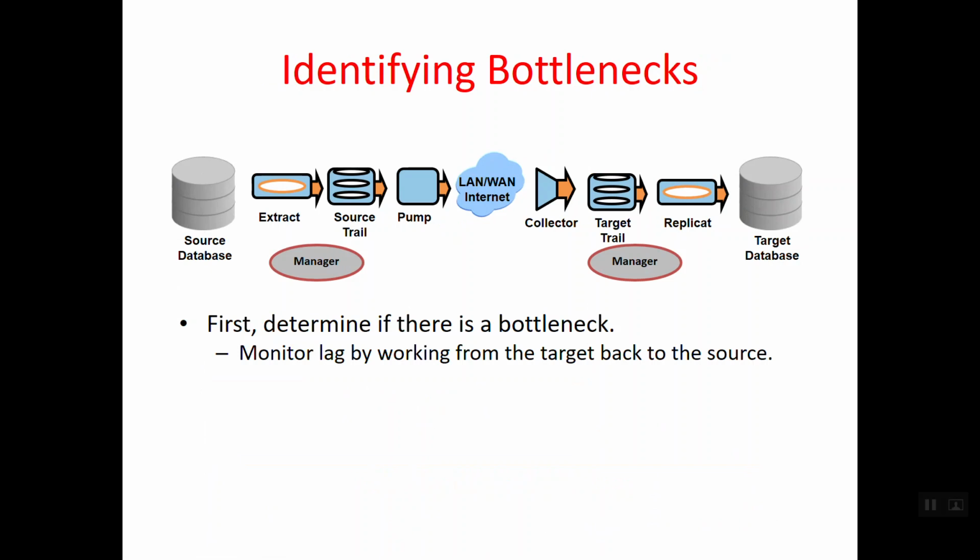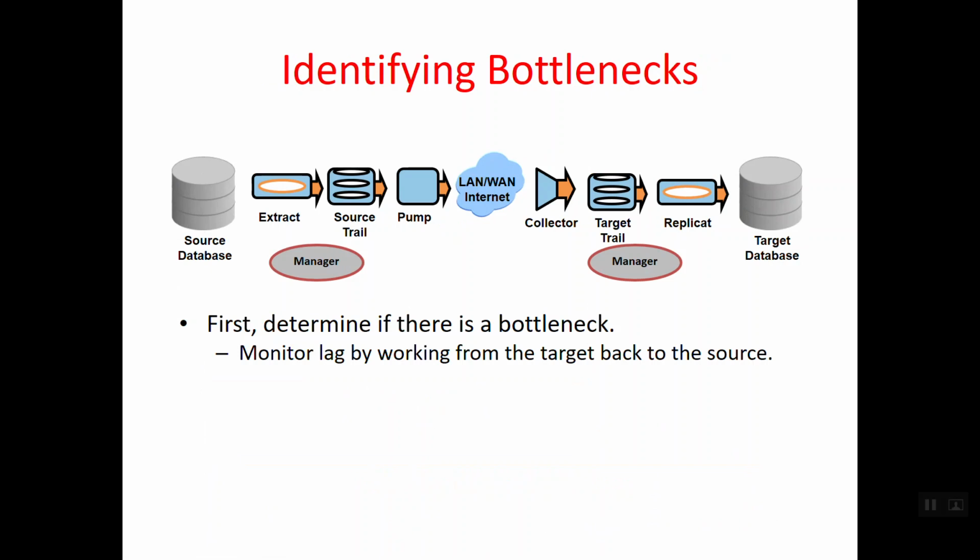Pump is delaying the data writing to the target trail file. So 1 hour is the gap in reading from the trail file and writing to the target trail file. So pump has a problem, so you have to start troubleshooting on the pump side. Or assume the extract lag is 0, pump lag is 0, replicate lag is 1 hour, then only the replicate has the problem.